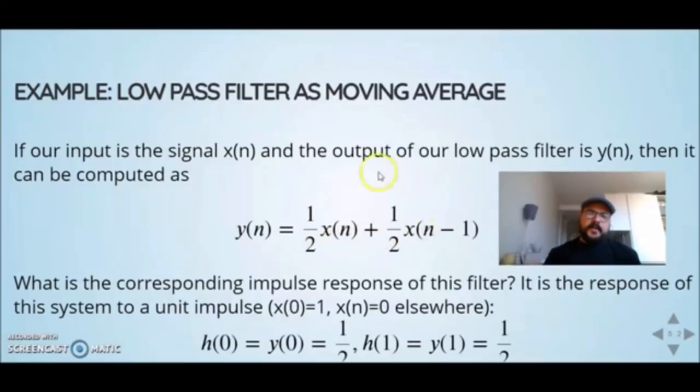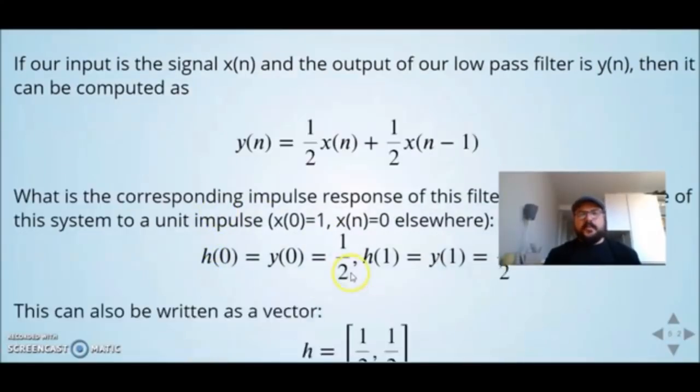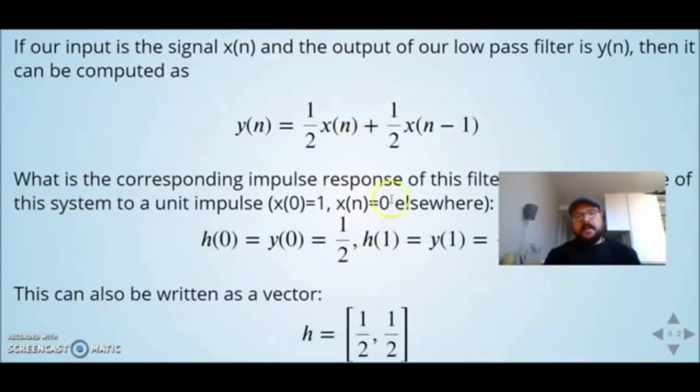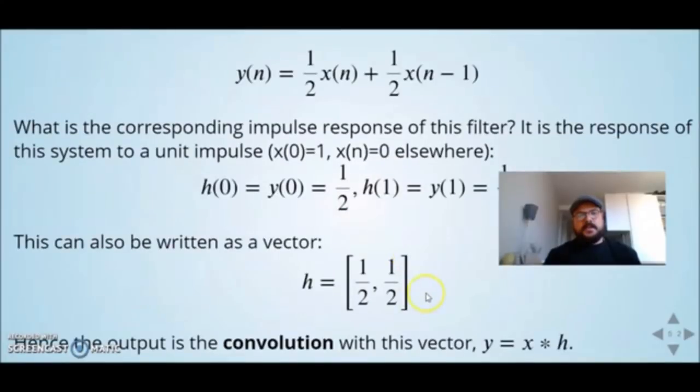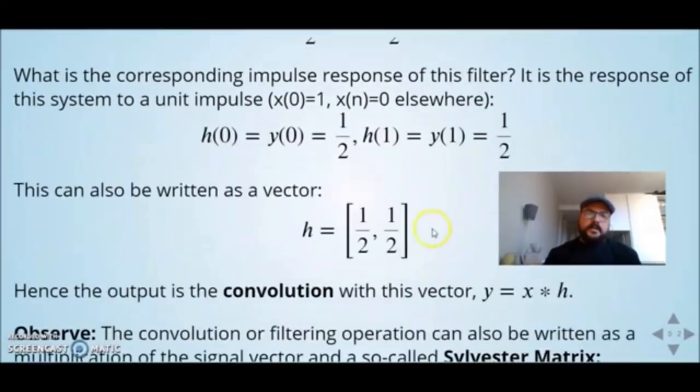So if we replace here the unit impulse, x will be the unit impulse, and then we will have our impulse response h of n, and it will be half and half. So we can see the impulse response also in a vector way.